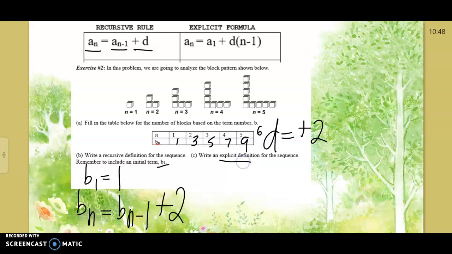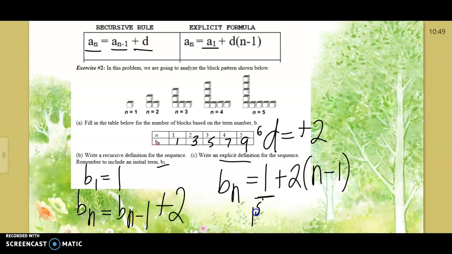The explicit definition works a little bit differently. Again, I am going to use Bn. I don't have to state the first term because I end up using it. A1 or B1, whatever it is, the first set of boxes is just 1. Its common difference is going up by 2. And to find whatever number we're looking for, we're going to do that 1 less than the number I'm trying to find, because I'm already using the first number here.